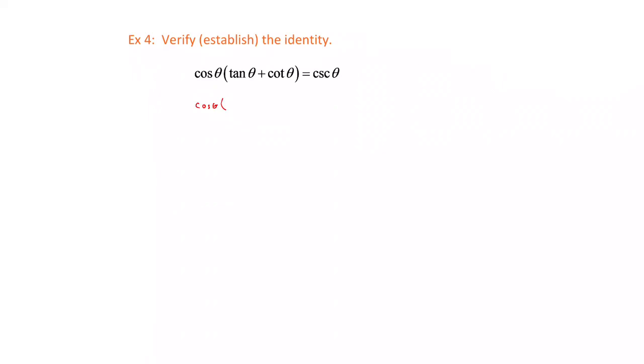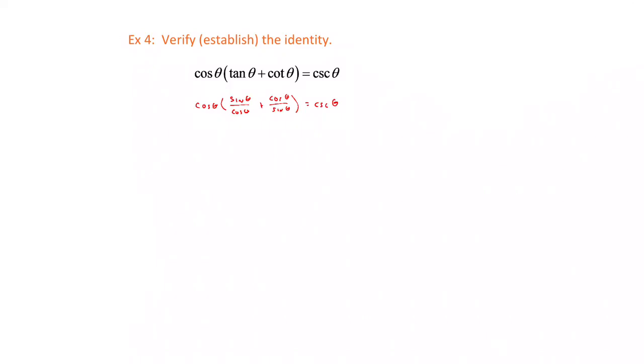So tangent, because I need 1 over sine, we can change to sine of theta over cosine of theta. And then cotangent will go the other way. It'll be cosine of theta over sine of theta. So this is the quotient property. So what does that do? Well, I'm not sure just yet, but let's keep working through this.